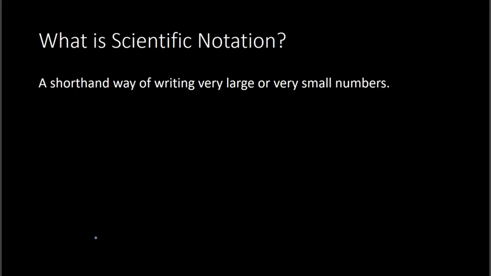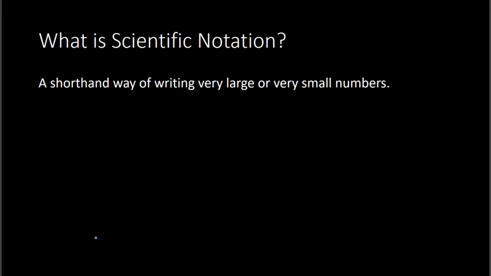So like in science, if you have a really large distance between maybe two planets or something else in outer space, you want a quick way to express that very large number. Or in chemistry, say you're dealing with very small atoms or whatever, you would want a quicker way or a better way to write those really small numbers.